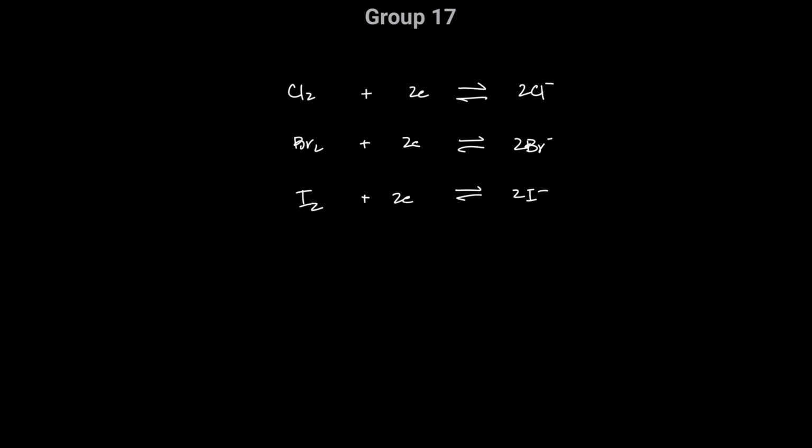So the halogens are oxidizing agents because they undergo reduction, causing other things to get oxidized. When we react them with other things, they cause other things to undergo oxidation, while they themselves undergo reduction. So we can say that the halogens are oxidizing agents.